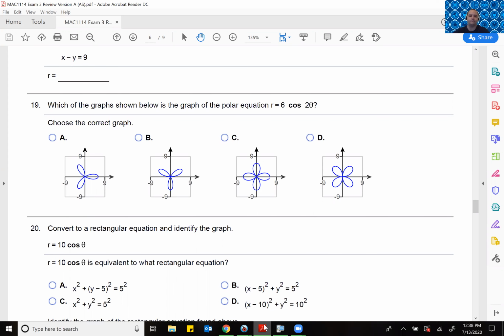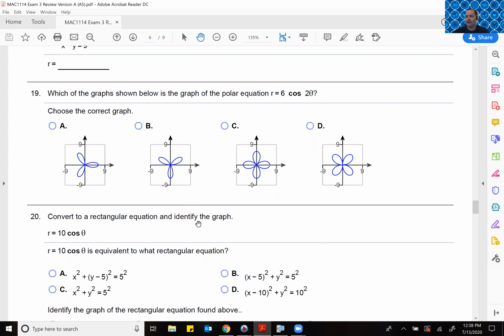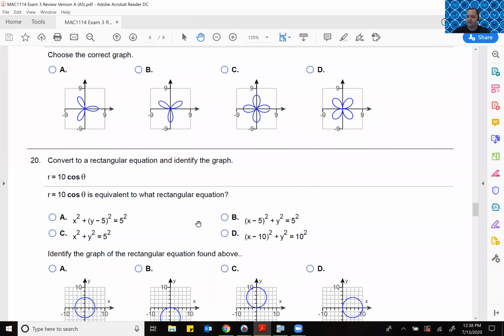Okay. Last but not least, number 20. This is it. This is the end, 11.6. So r equals 10 cosine theta. They want you to convert this into a rectangular equation and identify the graph. Okay. All right.